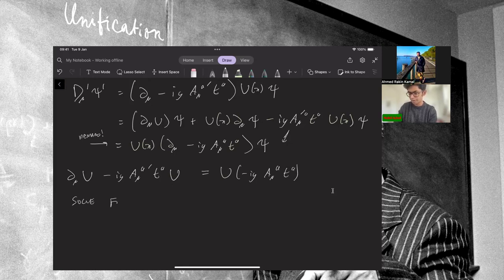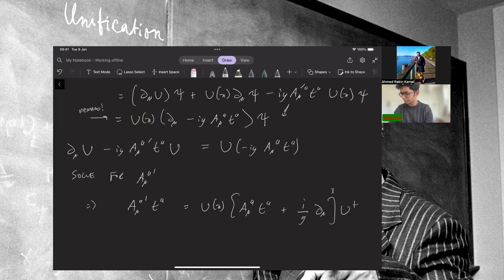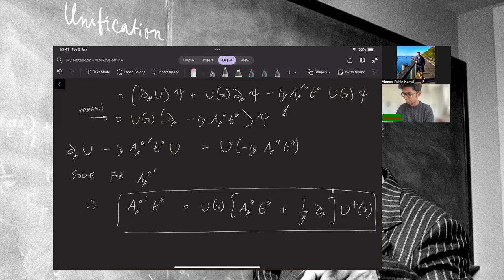So we can solve this for a mu prime. And what we find is that a mu a prime ta equals u of x times a mu a ta plus i over g partial mu u dagger of x. Okay. So what did I do here?